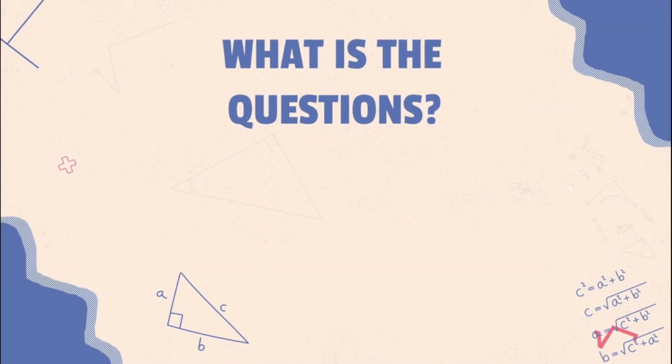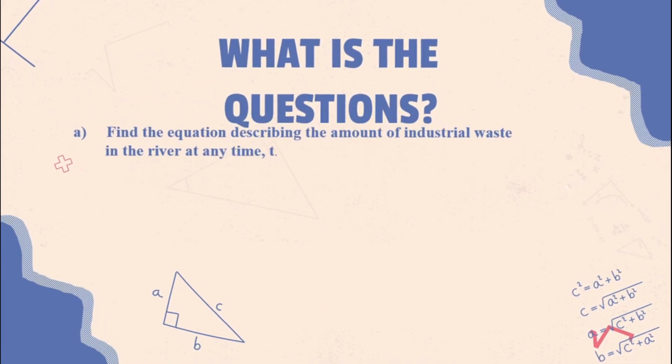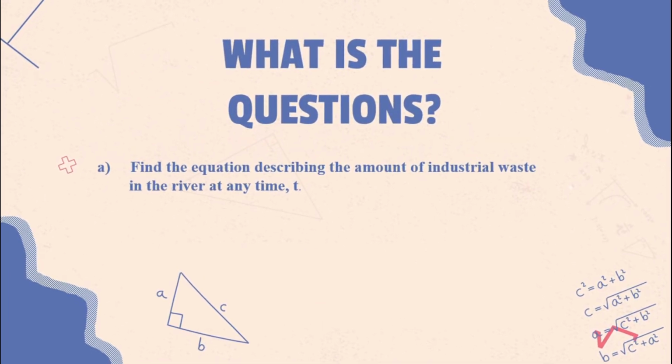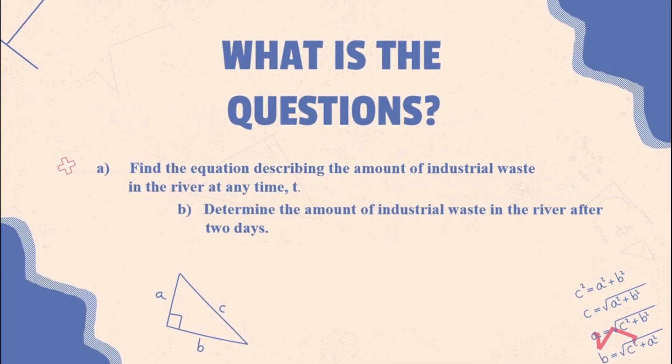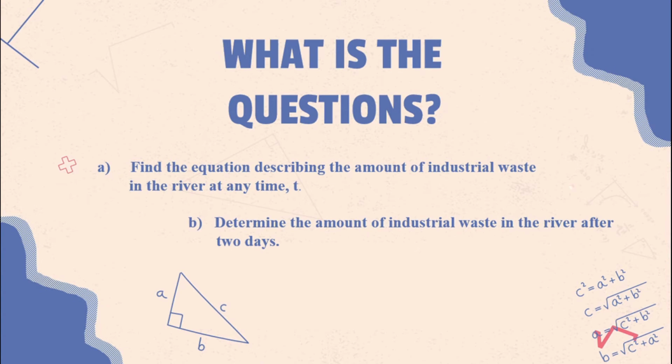Now, we are going to do some calculation to find the equation describing the amount of industrial waste in the river at any time t, and also to determine the amount of industrial waste in the river after 2 days. Before that, let's go through some information of this problem.